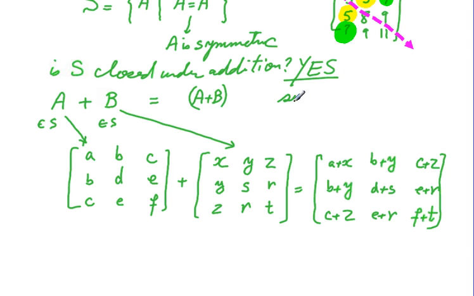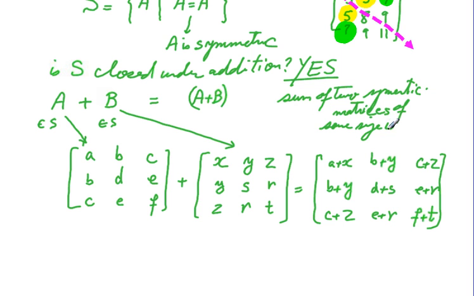The sum of two symmetric matrices of the same size is again a symmetric matrix. So this guy is a member of S.